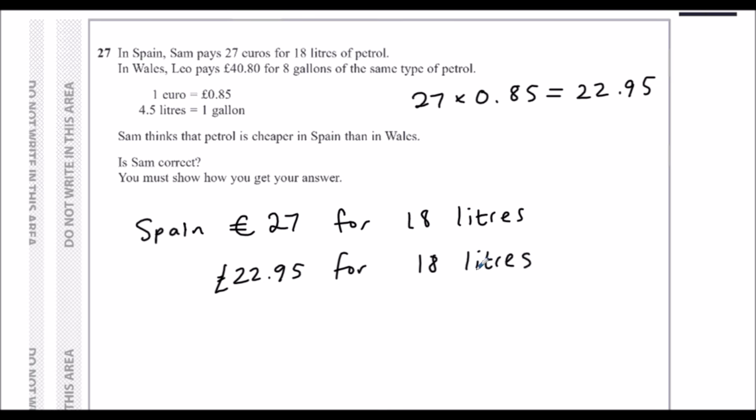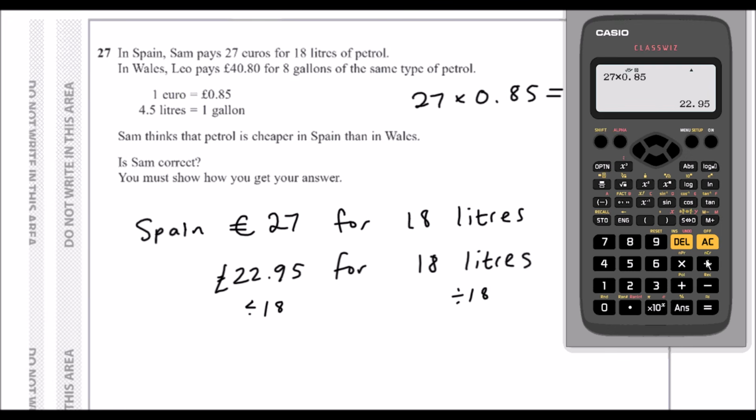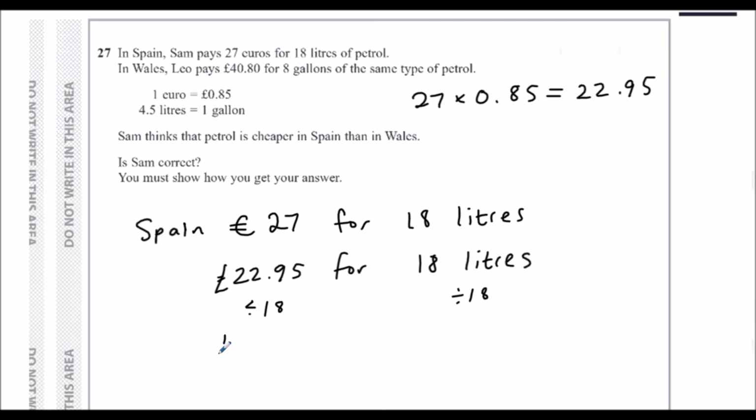We could, if we wanted to work out 1 litre, we could divide this by 18. So the price for 1 litre in pounds is 1.275. We could say £1.28 for 1 litre. I'm just going to leave it unrounded for now.